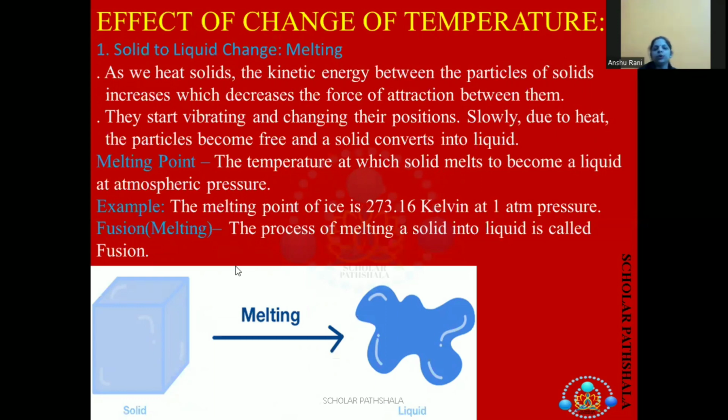First is solid to liquid change, that is called melting. Ice is changing into liquid water by the process of melting. As we heat any solid, the kinetic energy of the particles of the solid increases. That means particles will start moving away from each other, and the energy with which you are heating is transferred to that solid, and it turns into liquid state. The temperature at which it starts turning into liquid is called its melting point at normal atmospheric pressure, that is at 1 atmosphere. For example, the melting point of ice is 273.16 Kelvin.